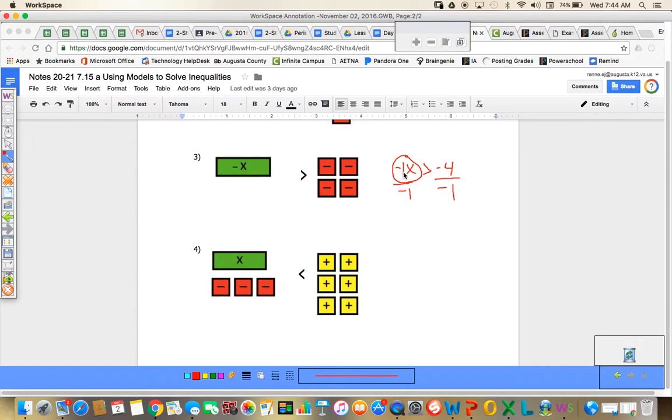What I do to one side, I must do to the other. Negative 1 divided by negative 1 is a 1 in disguise. And because I divided by a negative, I've got to remember to flip it. So less than negative 4 divided by negative 1 is positive 4. So x is less than 4, or 4 is greater than x.